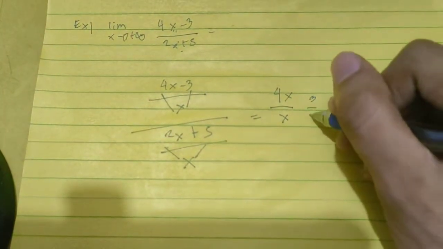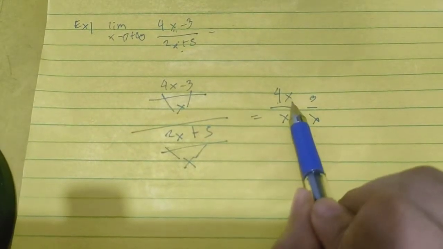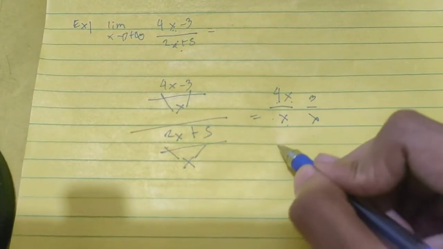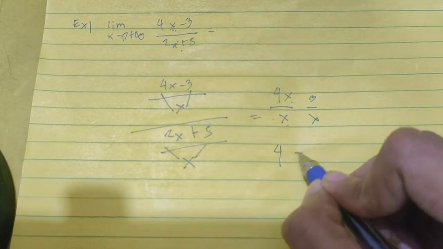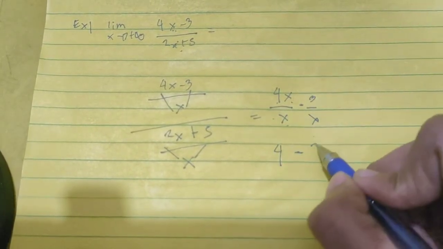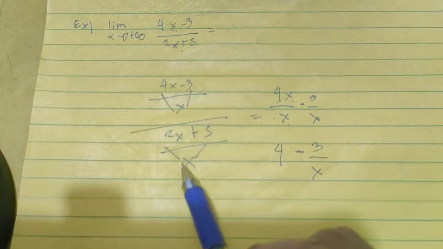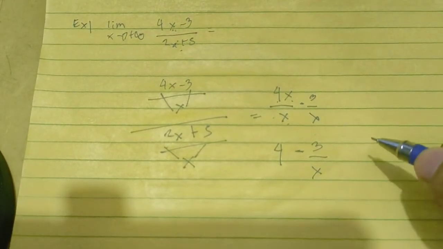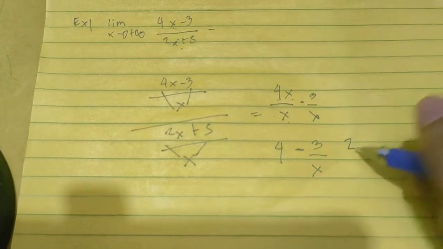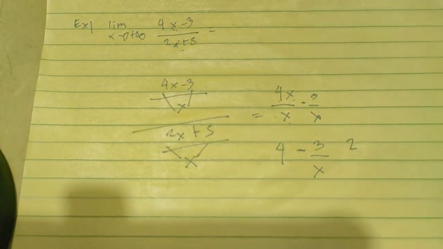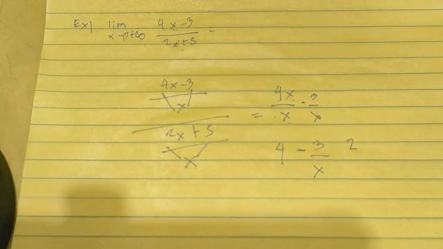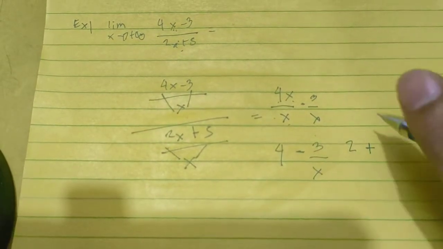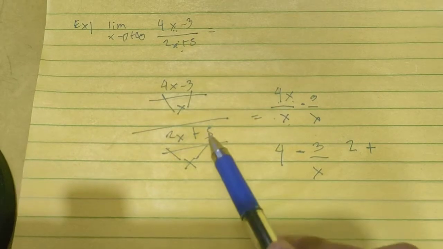and 3 over x. Now 4x over x cancels out, so we don't need to use this. This is negative, I forgot. And so on with the denominator. So of course it's positive 5 over x.